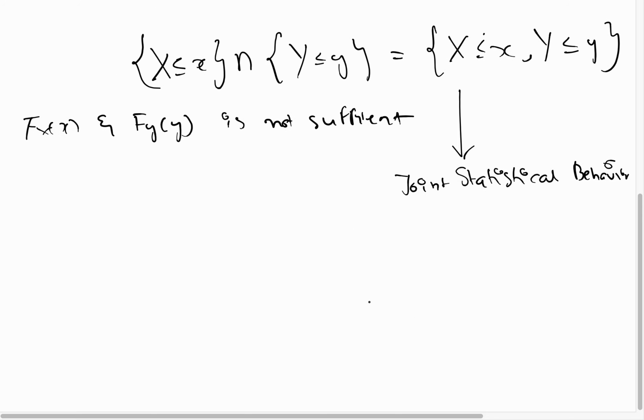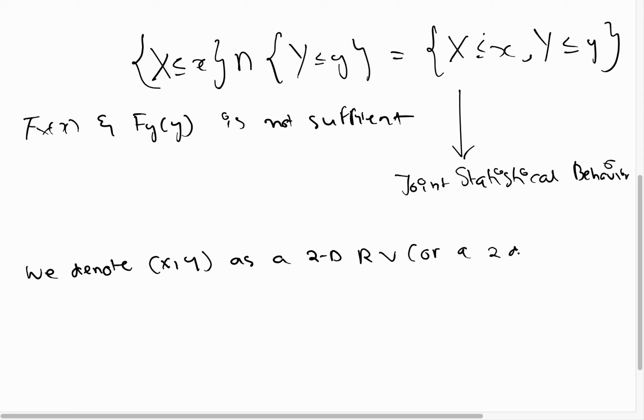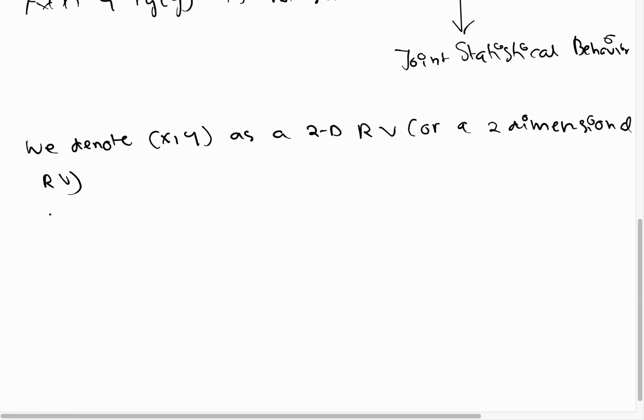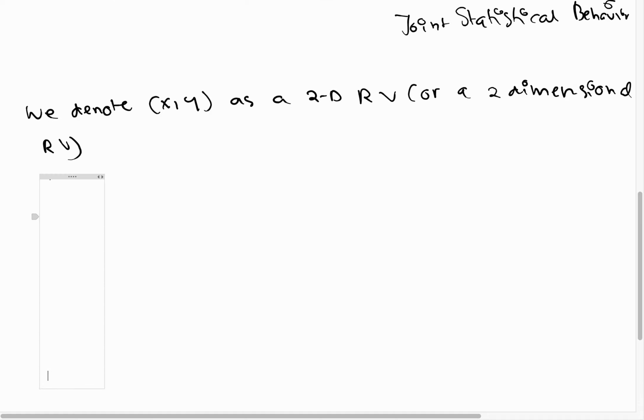Hence we denote (X, Y) as a 2D random variable, or a two-dimensional random variable, right? To understand this, let us take a very famous example.